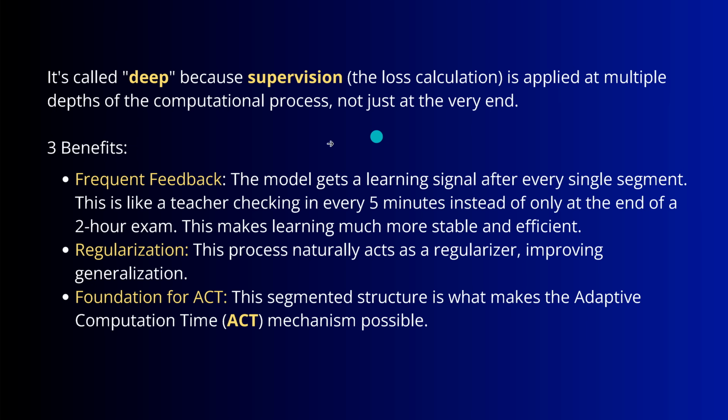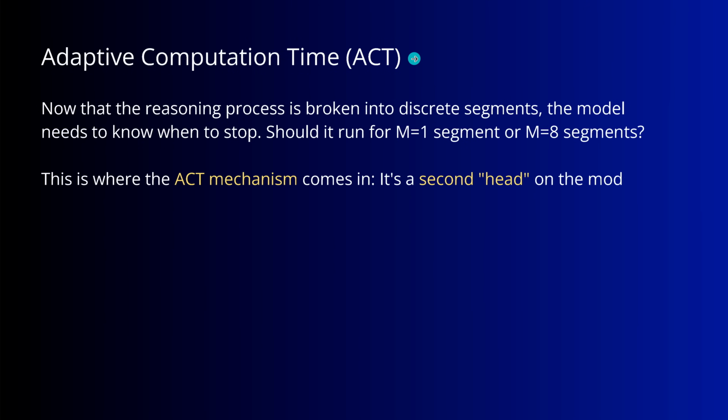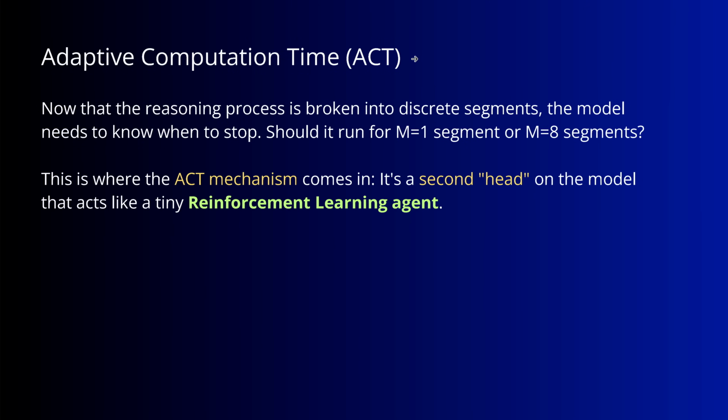This results more or less in three benefits. We have frequent feedback. If you think about it, it's like a teacher in a classroom, no? A teacher checking in every 5 minutes instead of only checking at the end of a 2-hour exam. It makes learning much more stable and much more efficient for each student. Regularization: this is kind of a natural regularizer, improving generalization, and it is the foundation for ACT. So, let's have a look at ACT, adaptive computation time.